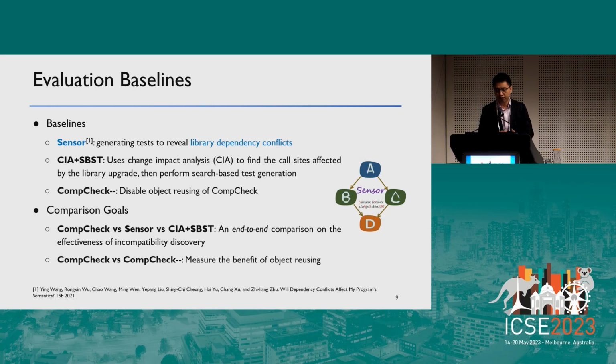Instead of looking for semantic differences caused by library upgrades, they are looking for semantic differences caused by so-called library dependency conflicts. Namely, when you put two different versions of the same library on the class path, it may cause some behavior conflicts. Right? So we could compare with them after some minor changes to the tools. You may refer to our paper for more details on the comparison and other baselines.